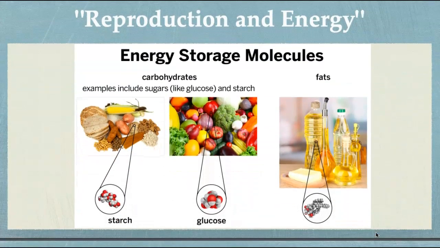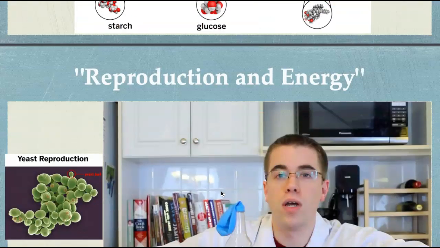Now, remember, these are some of the energy molecules. Fats are things that we store inside of us for use later. Glucose is something we use right at that moment. Same thing with starch, but these are just more complex. They're a little bit bigger than straight glucose.